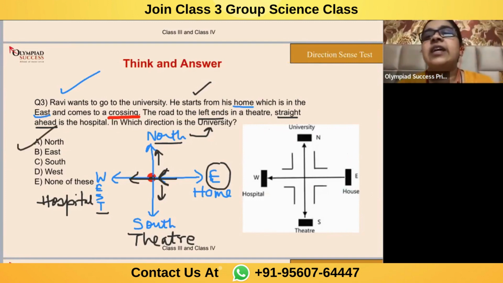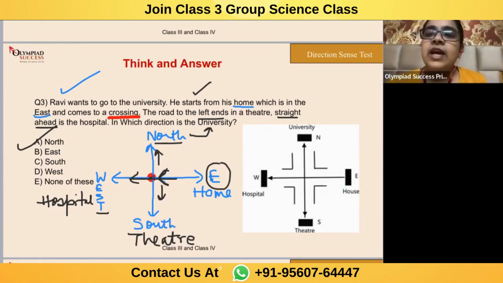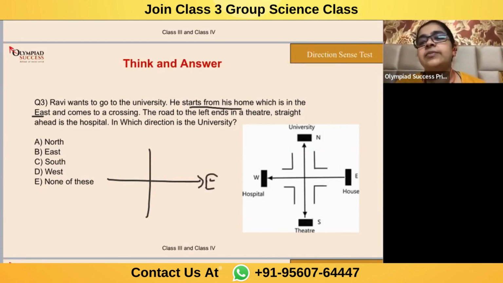Option A. Sanchi, tell me. Teacher, can you explain me again? Yes, why not? But for that, I'll have to draw again. So I'm using the same drawing on the picture right now, Sanchi. It says that Ravi wants to go to the university, but it's not mentioned where Ravi is right now. The second line says that he starts from his home, which is in the east. So if I make a map like this, then this is my east, the right hand side, Sanchi.